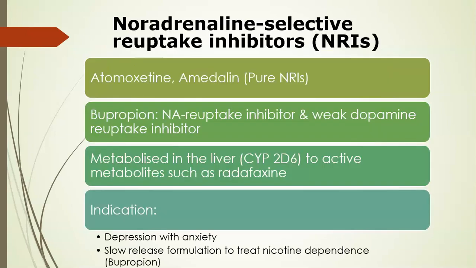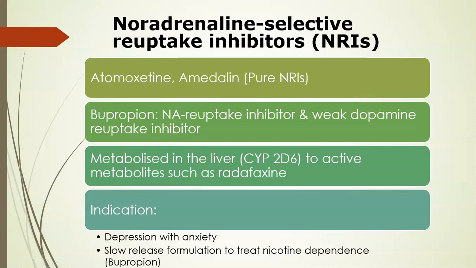Right. Moving on to the next class of drug, the noradrenaline-selective reuptake inhibitors, the NRIs. Some of the drugs in this class are Atomoxetine and Amedalin, which are pure NRIs. And there's also another drug which is not really a pure NRI, and this is bupropion. Bupropion inhibits the reuptake of noradrenaline and is also a weak dopamine reuptake inhibitor, right? They're supposed to be noradrenaline selective. They have put bupropion into this class of drug, but it also has a weak dopamine reuptake inhibitor effect, right?